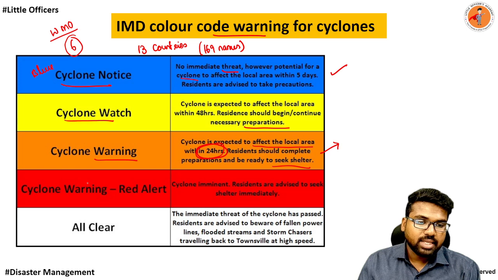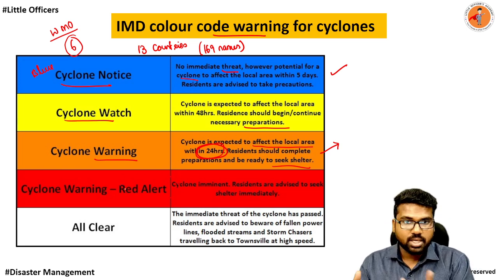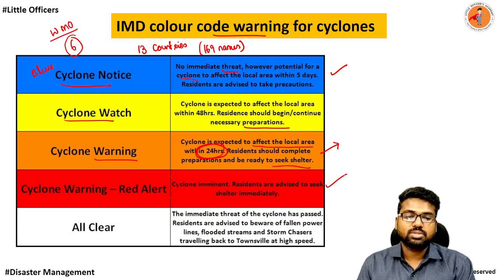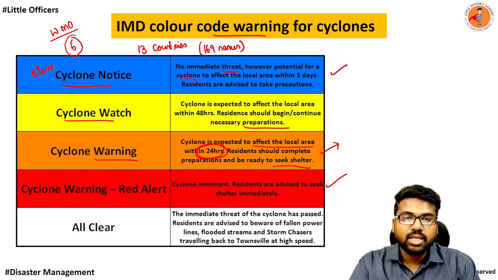Okay. Then there is red alert. So obviously we know red means danger. That means the danger is imminent. So cyclone is imminent and residents are advised to seek shelter immediately. Cooperate with the local authorities.